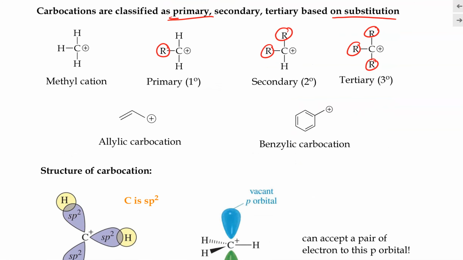And down below are also some special types of carbocation. For example, this one is referred to as an allylic carbocation. And the reason why is because the cation is located at the allylic carbon. And here is the benzylic carbocation. And again, this carbon right here is called the benzylic carbon. So when we have a cation located on this carbon, it is called the benzylic carbocation.